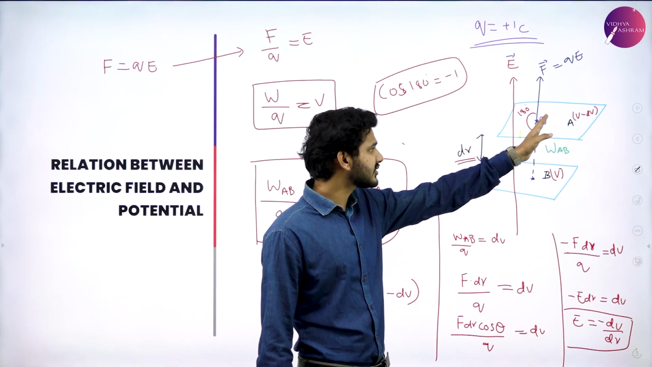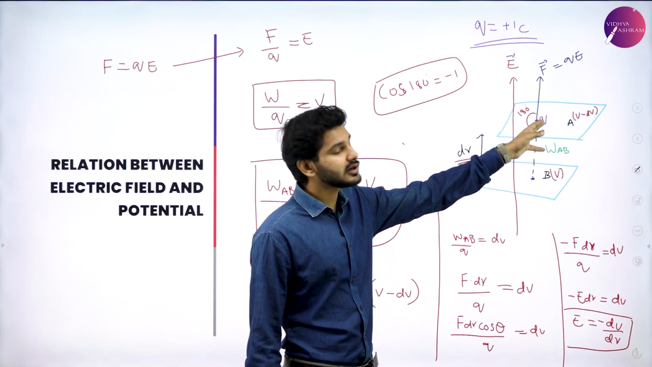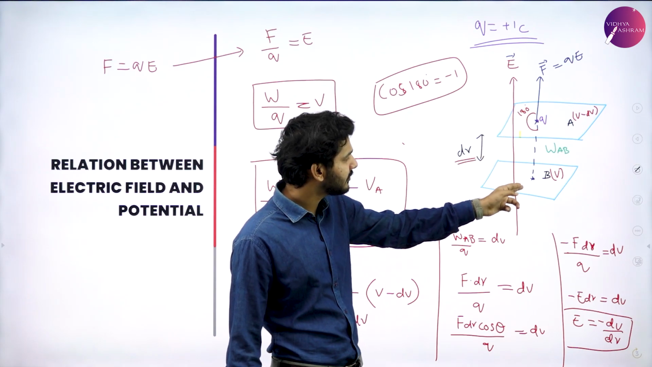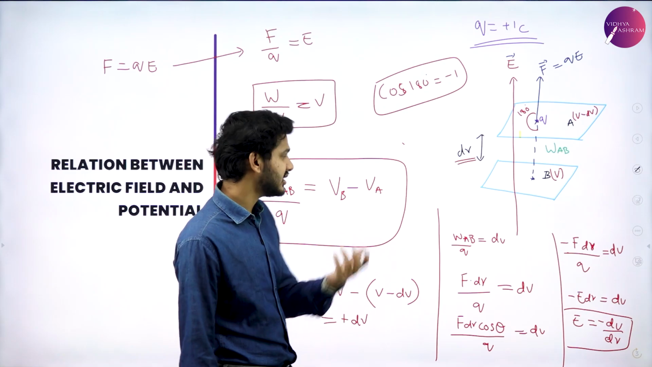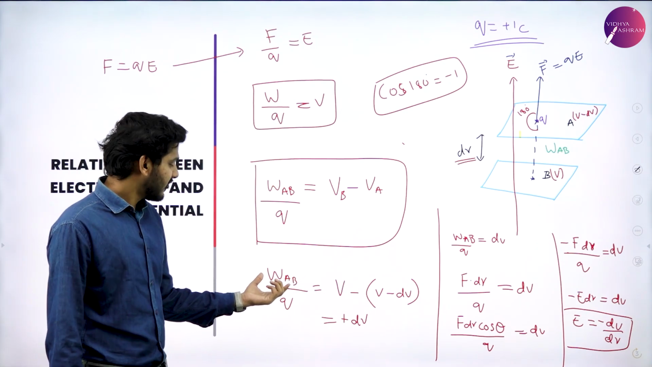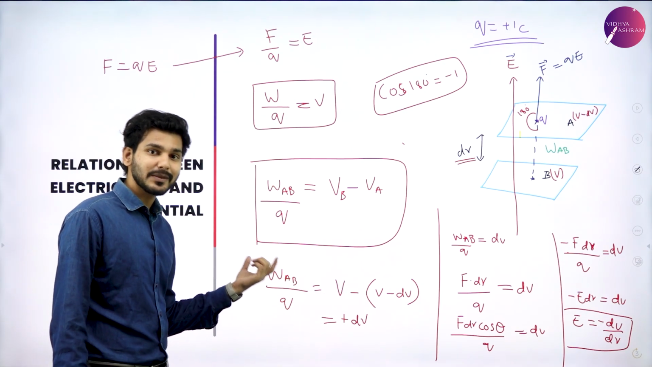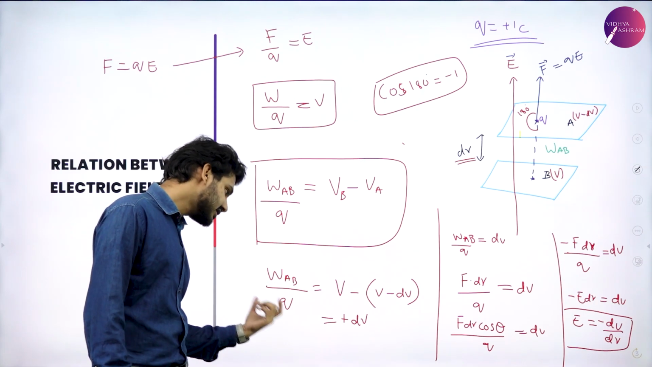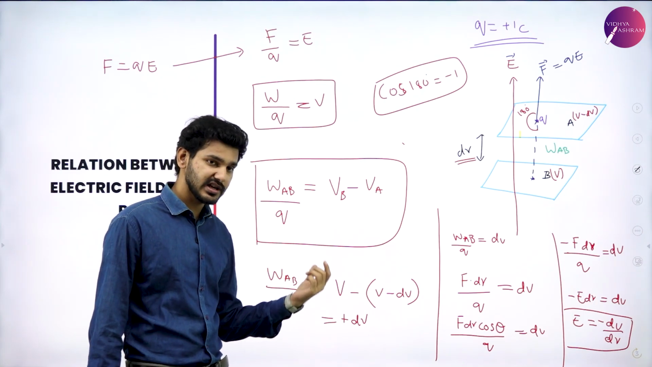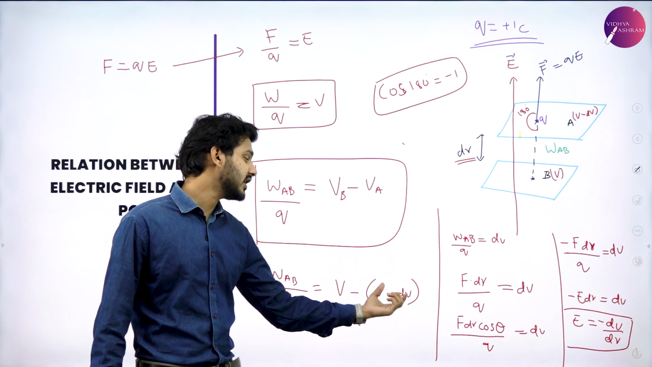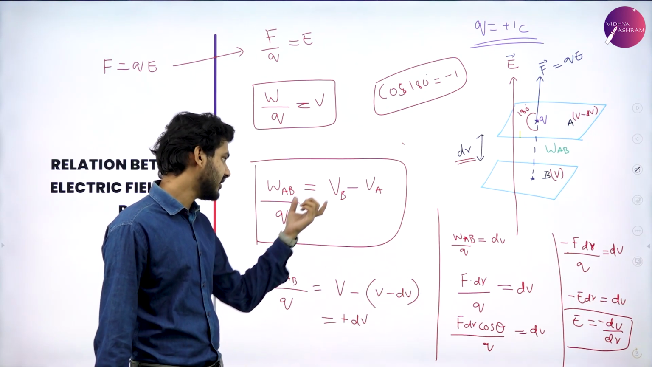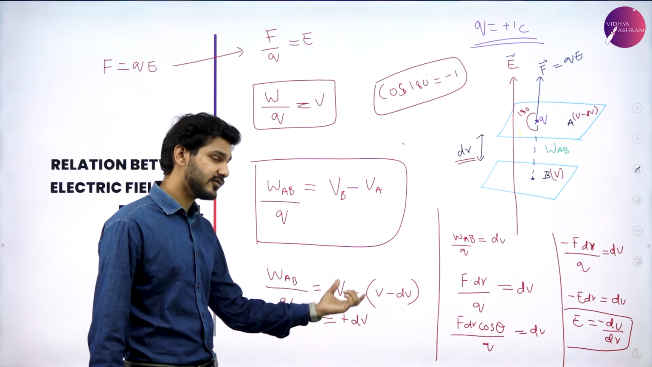Anyways, so if I have to move this particular charge from point A to point B, I have to do work. This work is stored as potential energy, or we can just say that work divided by charge, or work done per unit charge, is nothing but the potential. And here the potential is the potential difference, that is VB minus VA. Expanding that, we'll get this.